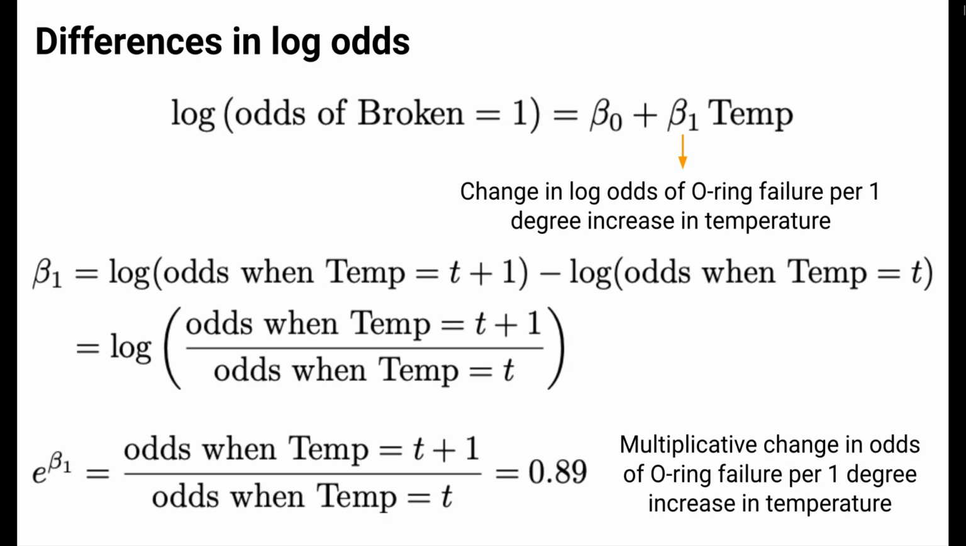So it so happens that when we fit this model in R, the exponentiated coefficient ends up being 0.89, which we can interpret as such. For every 1 degree Fahrenheit increase in temperature, the odds of an O-ring being broken is multiplied by 0.89. In other words, the odds and probability of an O-ring breaking decreases with increasing temperature.